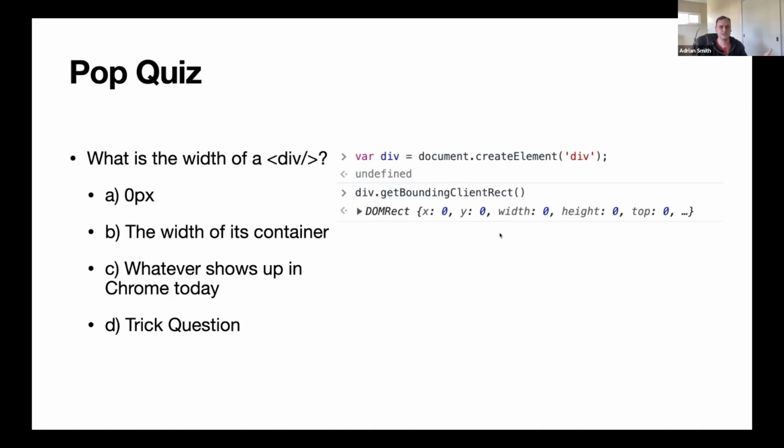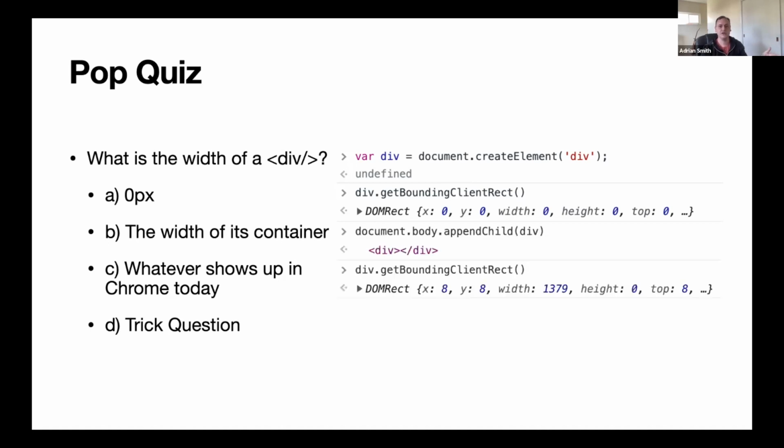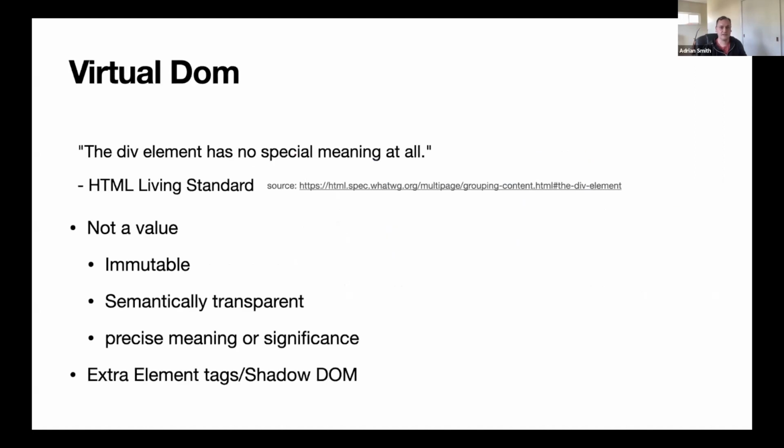But the answer is actually more complicated. If you add the div to the DOM, all of a sudden it's got the width of its container. So it's now mutated. And it's also connected to mutable state, in the sense that if you resize the window, this is now a different value. So it's mutable all the way down. And the problem gets even worse than that.